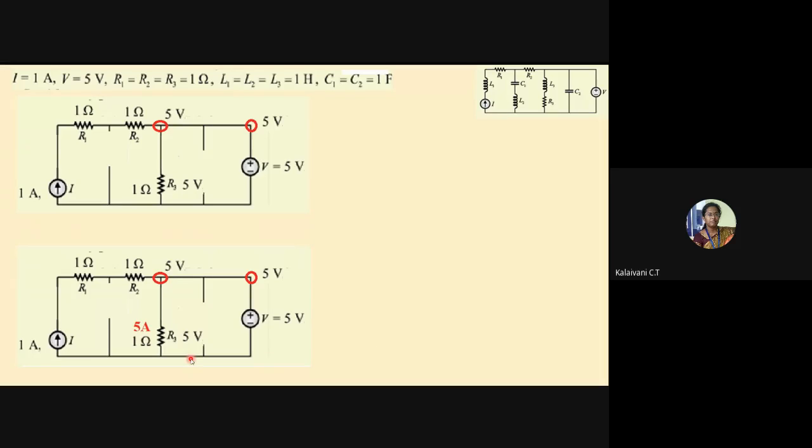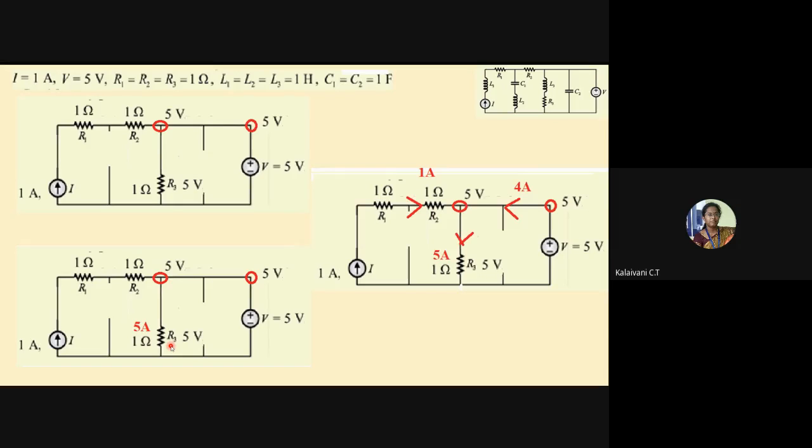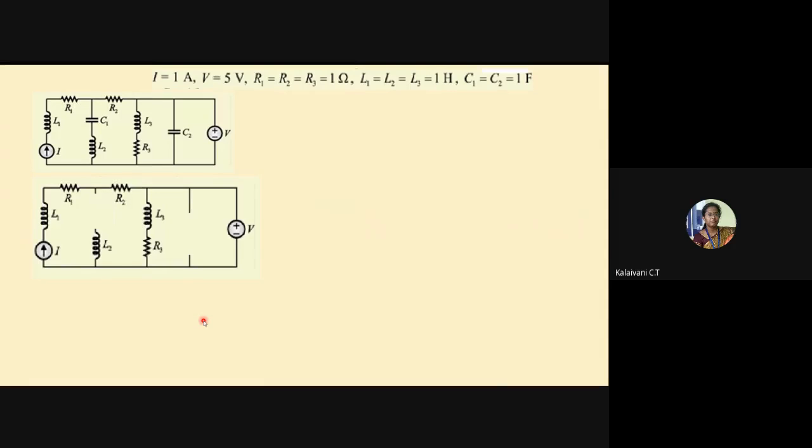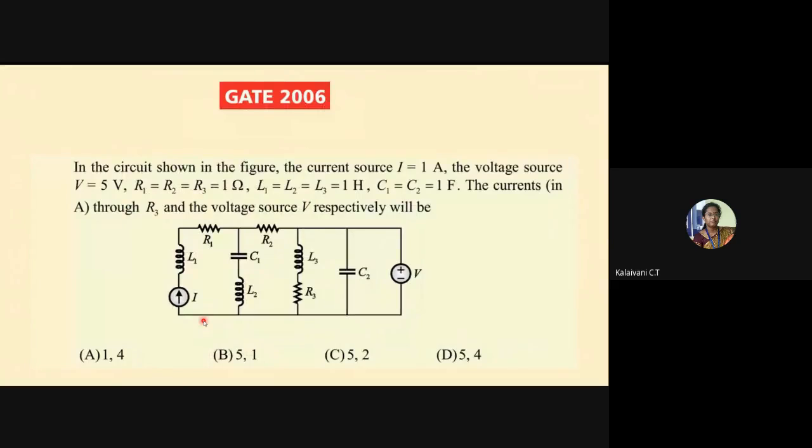After this, we are going to analyze. So what is the first answer for us? We got our first answer: current across the resistance R3. The current across the resistance R3 we have found: here 5 volt, here 5 volt, so it is 5 amps.